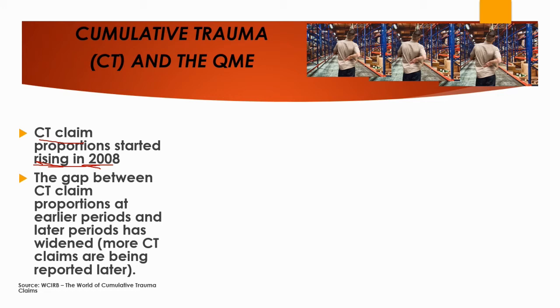And the gap between CT claim proportions at earlier periods and later periods has widened. In other words, if we describe a reporting period as approximately 18 months, and we look at the number of claims that are filed at the 18-month period compared to the number of claims that are filed at later periods, such as a period of time 7.4 years later, the gap between those two graphs is widening, which indicates that more and more CT claims are being reported more and more later.